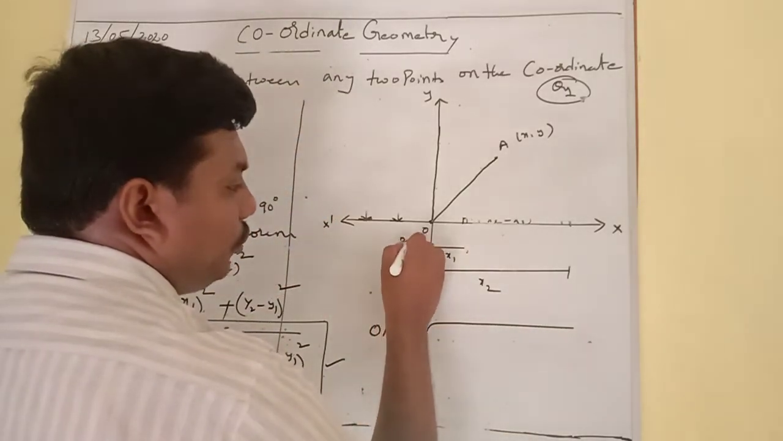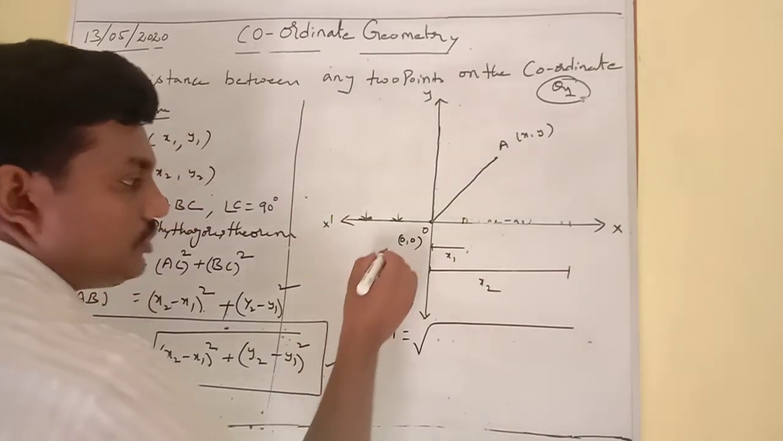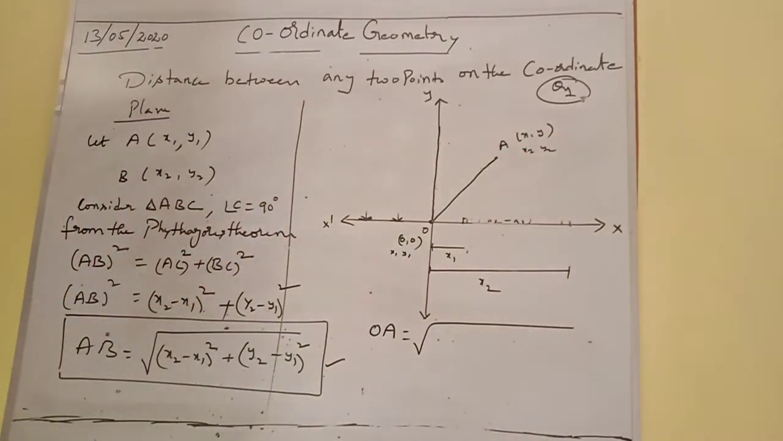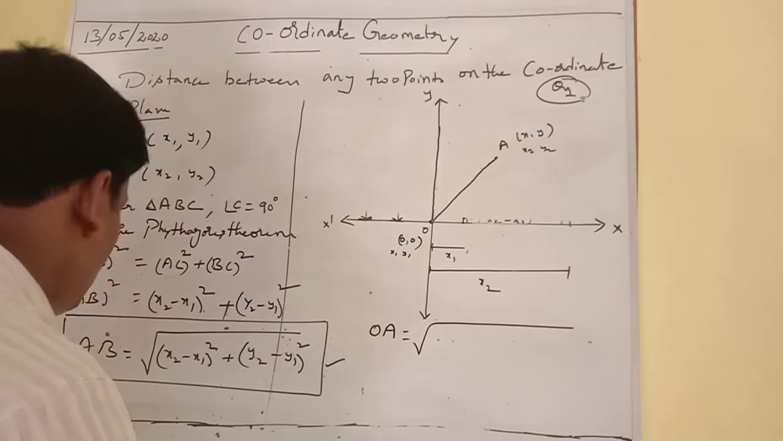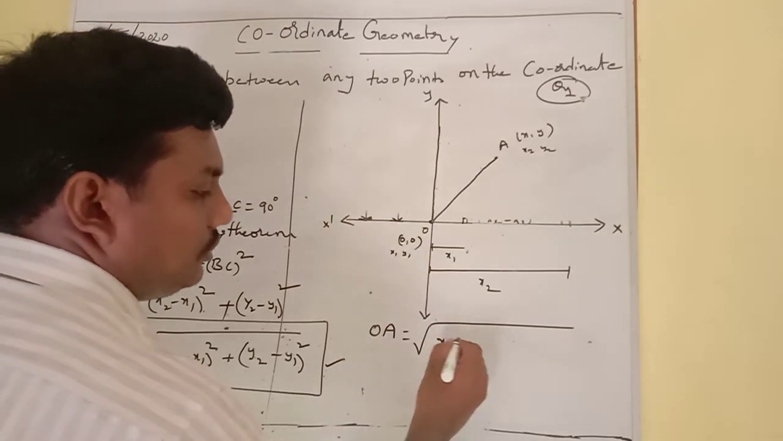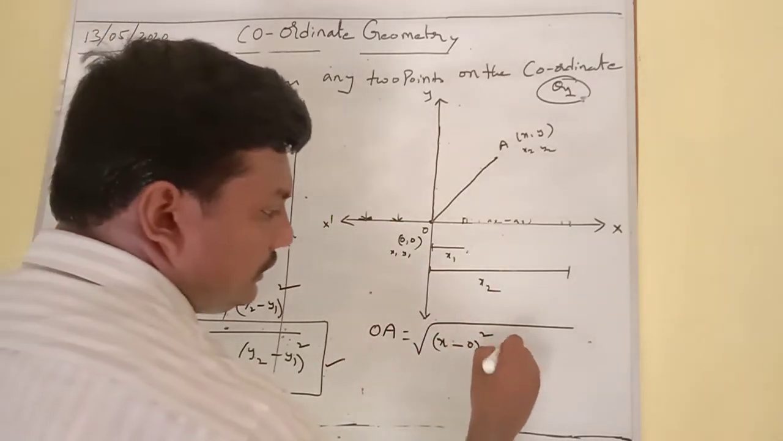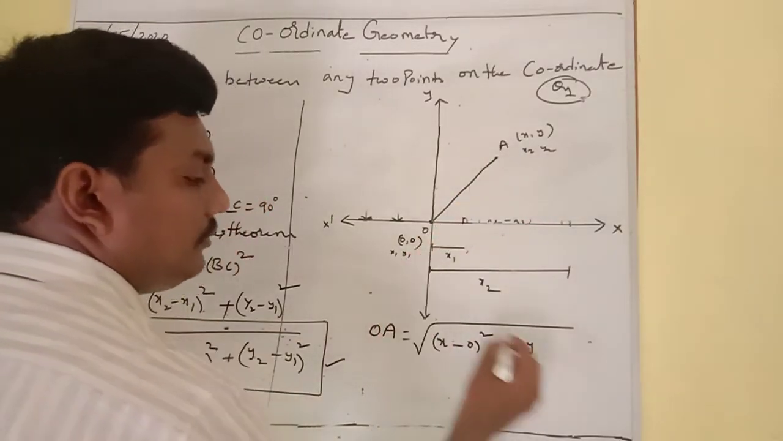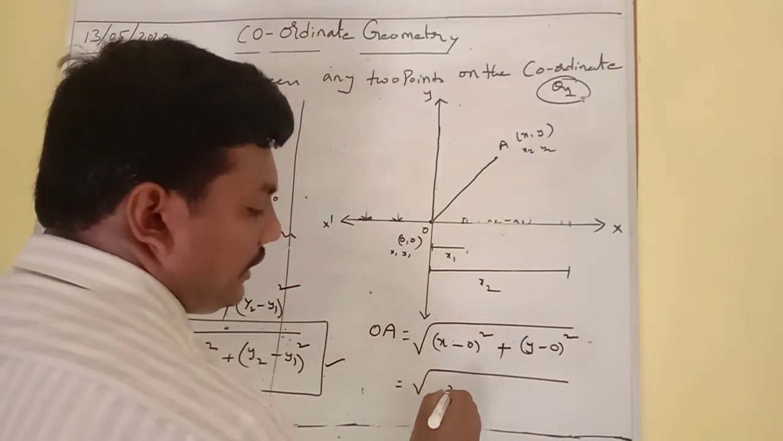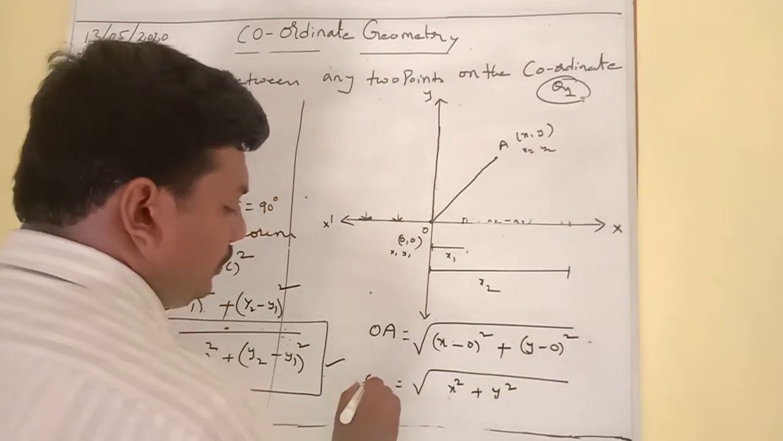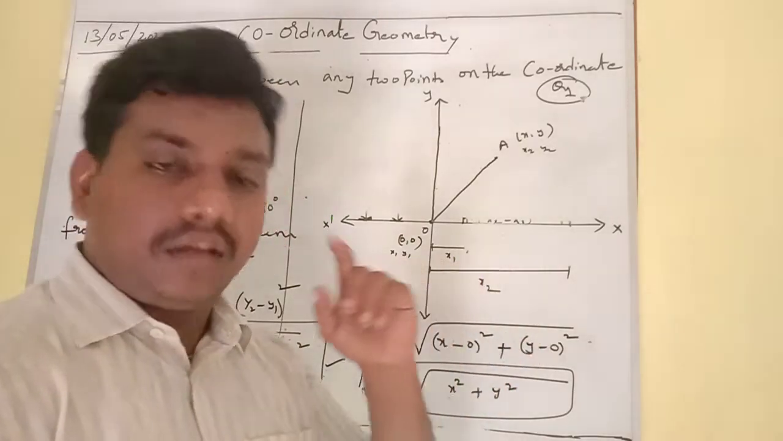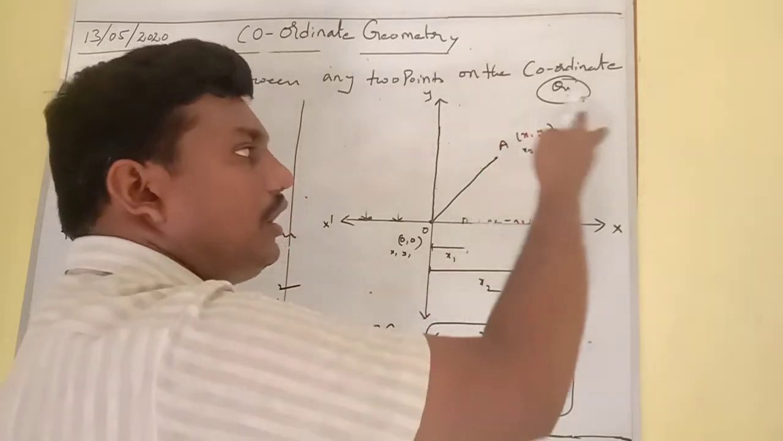Let us first consider O as 0, 0 and A as x, y. The first point is x1, y1 and the second is x2, y2, so these are the known points. In the place of x2, we can consider x, and in the place of x1, 0, so it is x minus 0 whole square, plus, in the place of y2, y, and in the place of y1, 0. Now, x minus 0 is x square, plus y minus 0 is y square, so the OA distance is the root of x square plus y square. So we need not always calculate with the origin as 0, 0 and any point as x, y.